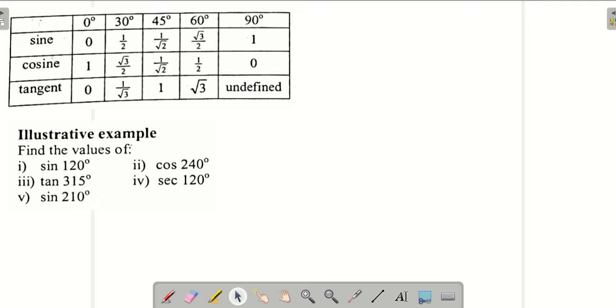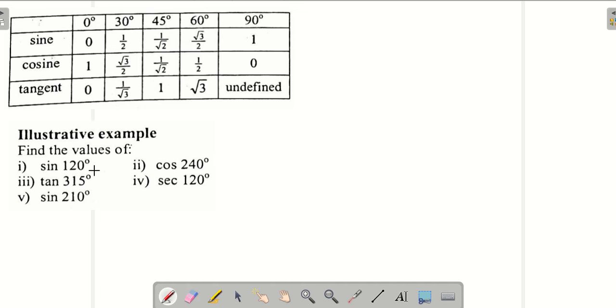We are still on trigonometry and we want to look at these examples before moving on to the other concepts. In the last video we solved this question, sine 120. Well, let's solve it. Find the value of sine 120.